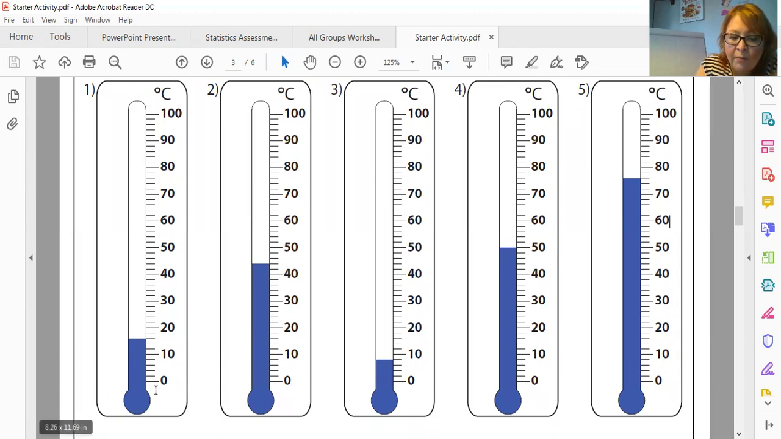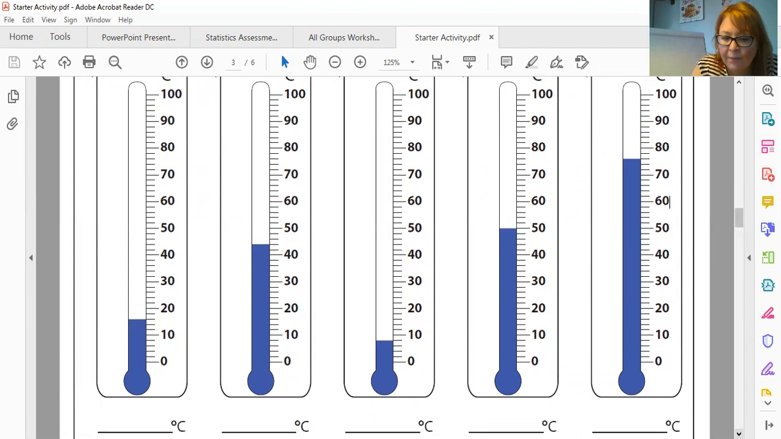So whatever the blue goes up to, that is the temperature that is shown on the thermometer. So you need to work out what this scale is. I can see that there aren't 10 intervals there. So I've got to work out what it's going up in. So you can see 2, 4, 6, 8, 10. So it's going up in 2s. All right, so each of these scales is going up in 2s, which means you need to count in 2s to work out the temperature.